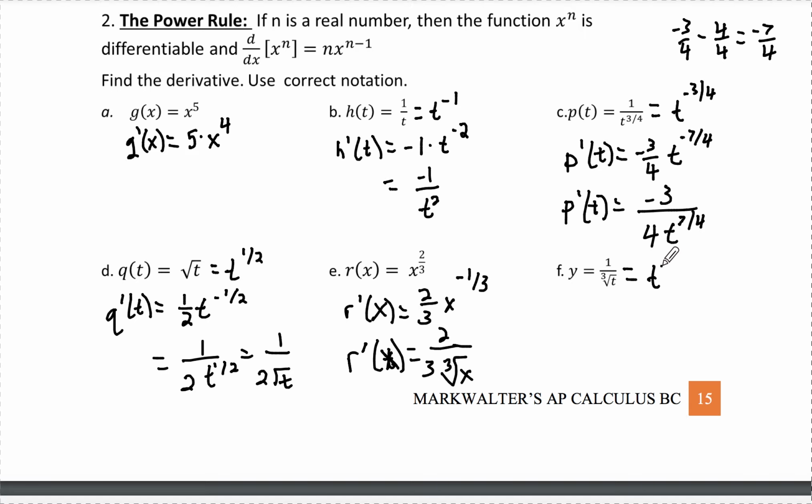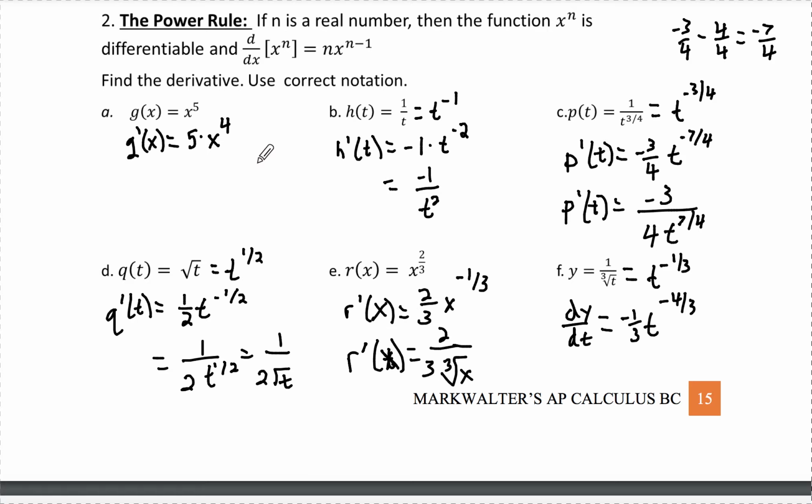That's always our goal here. T to the negative, it's a cube root, so it's negative 1/3 power. So dy/dt, or y prime, there's different ways we can write that, equals, I'll bring down the power, I'll keep the base, and then I'll subtract 1 from the power, negative 4/3.